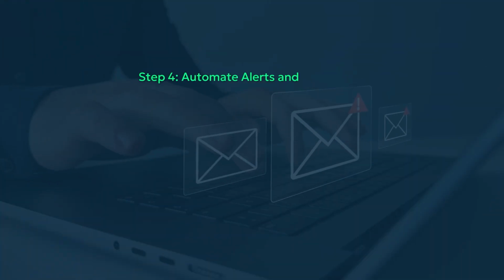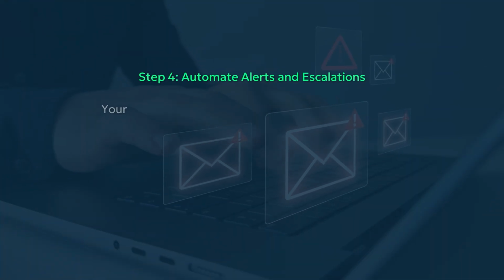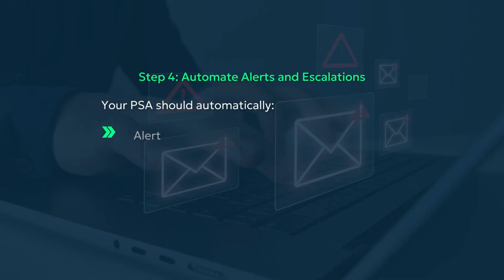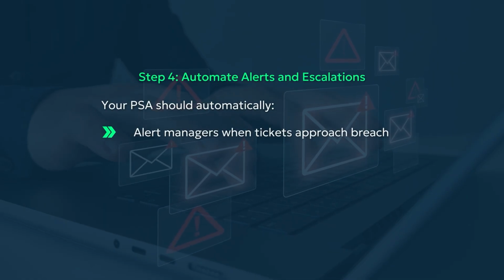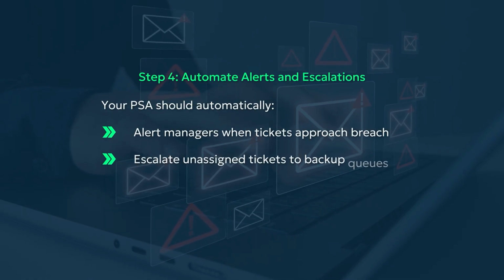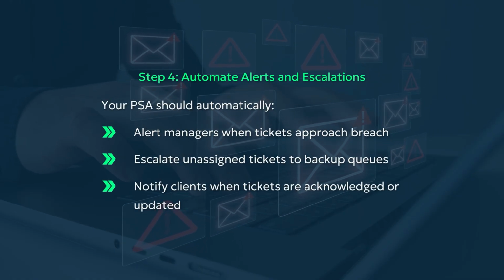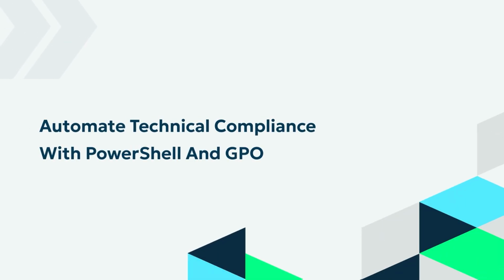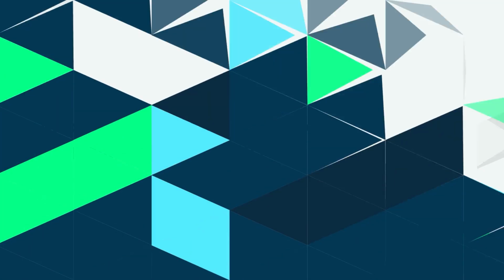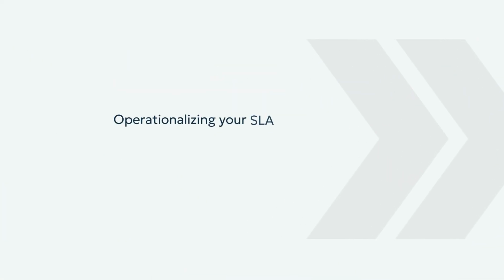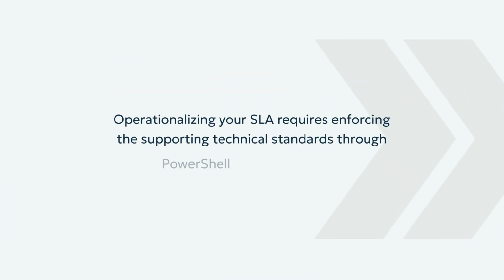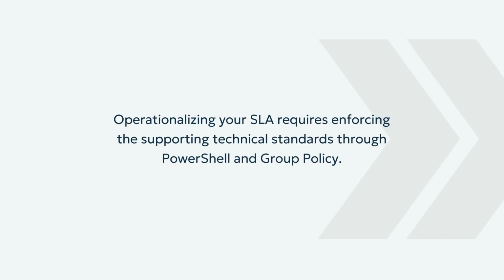Step 4. Automate alerts and escalations. Your PSA should automatically alert a manager when a ticket is approaching breach, escalate unassigned tickets to backup queues, notify clients when tickets are acknowledged or updated, and automate technical compliance with PowerShell and GPO. Operationalizing your SLA also means enforcing the technical standards that support it. This is where PowerShell and group policy come into play.